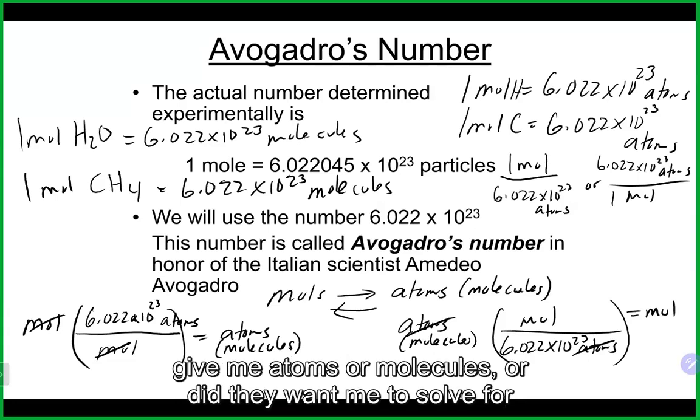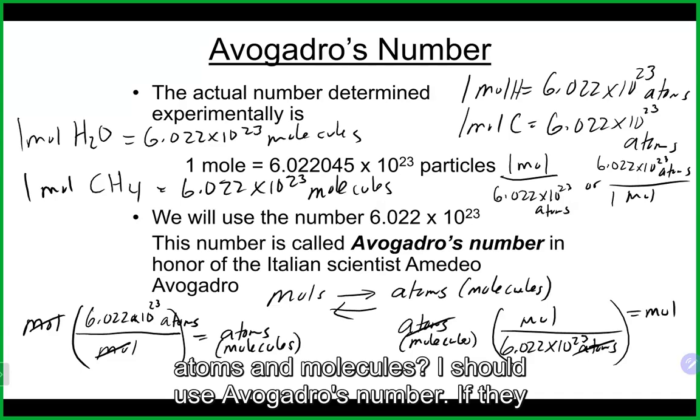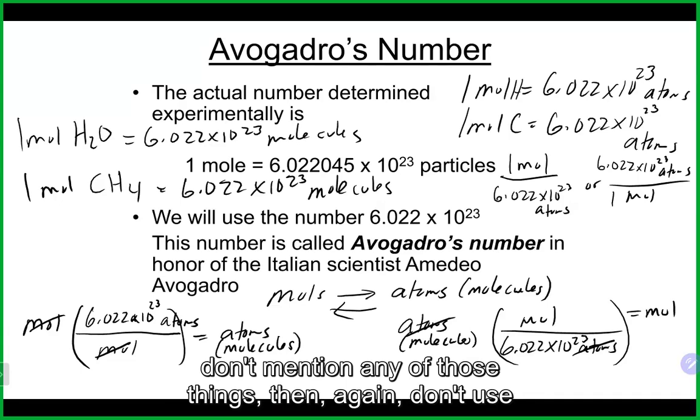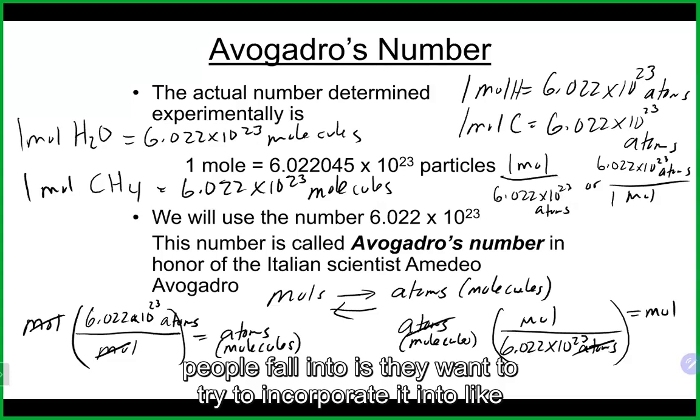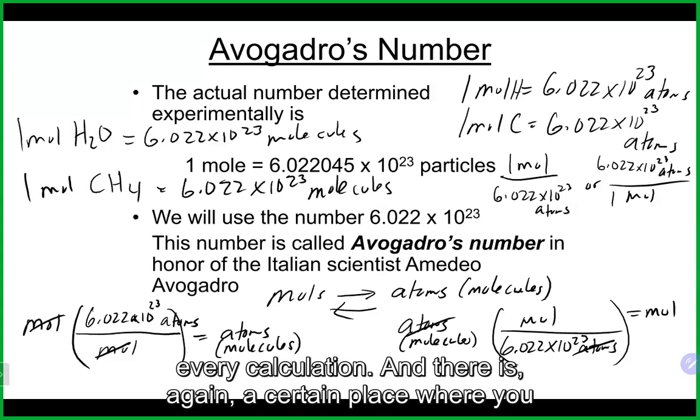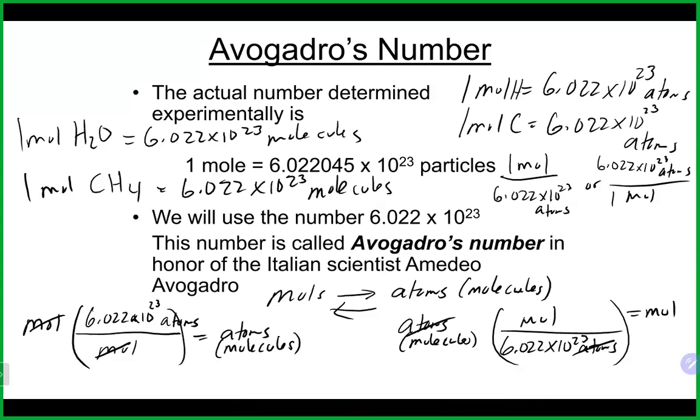Did they give me atoms or molecules, or did they want me to solve for atoms and molecules? I should use Avogadro's number. If they don't mention any of those things, then again, don't use Avogadro's number. So again, that's sometimes a pitfall a lot of people fall into, is they want to try to incorporate it into like every calculation. And there is, again, a certain place where you should do that.